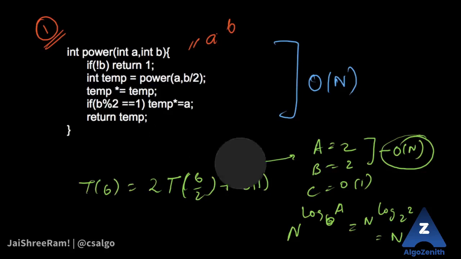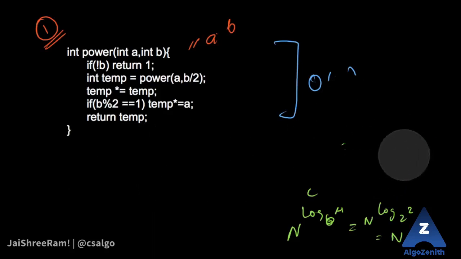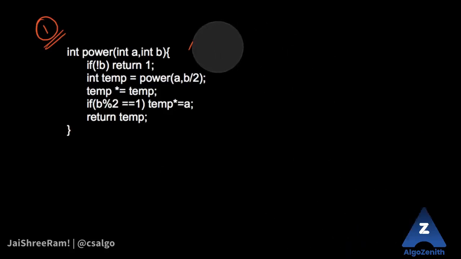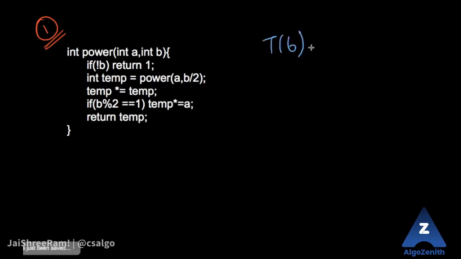Does something change? Earlier it was order n. Does the change in writing the code a bit change our complexity? Let's look into that. Again, we have the same idea of t of b because it's getting halved only. So now there is only one recursive call and everything else is order 1. So 1 times t of b by 2 plus order 1, right?